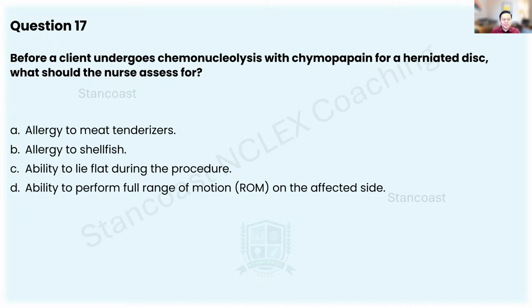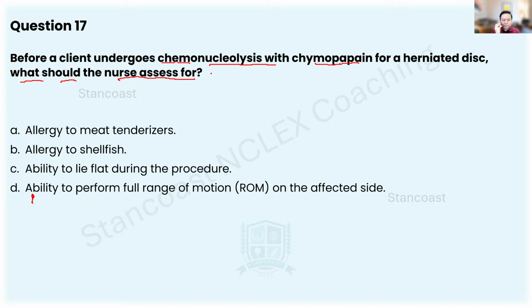Let me eliminate letter D this time. Letter D: ability to perform full range of motion on the affected site. Guys, the question is asking, what should the nurse assess for? This is a procedure. Remember about the injection, chemonucleolysis with chymopapain. Is this something that would really eliminate a possible reaction? We are talking about the enzyme, guys, the injection of that enzyme.